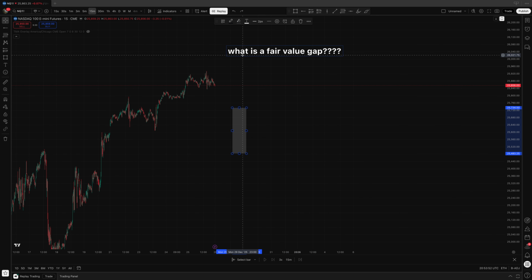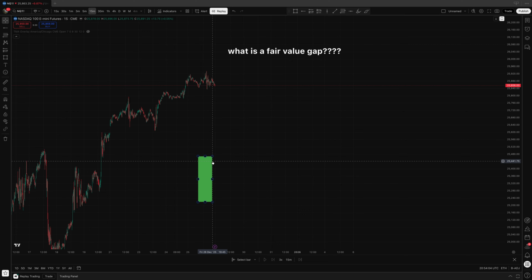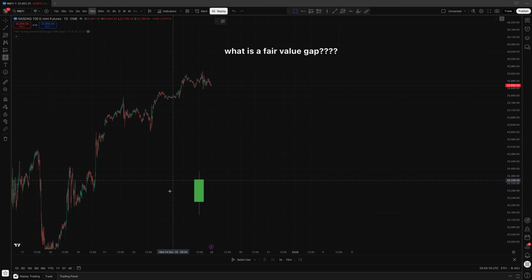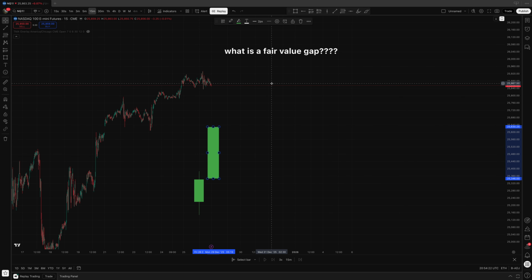Alright. What is a fair value gap? A fair value gap is a 3-candlestick move. Simple. So let me just draw you guys a 3-candlestick move. Boom, you got your candlestick. That's your first candlestick. Your second one. And your third one. Let's say the third one is red. No, I'm in green.